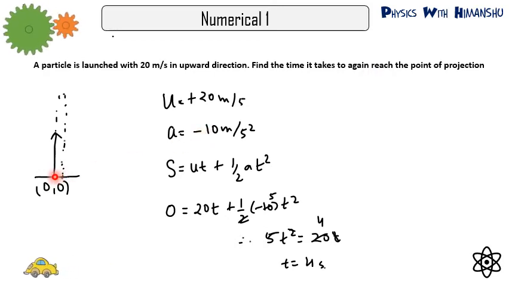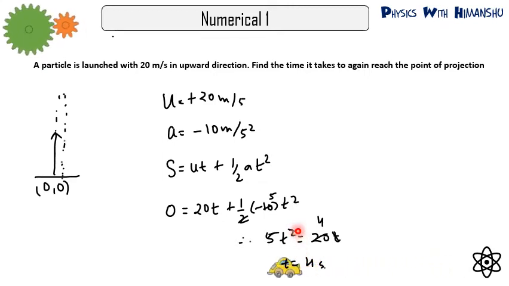It means the particle will start from this point, it will reach some height, and it will again come to the same point. So displacement will be 0 because initial and final position is the same. So s will be equal to 0, u will be 20, a will be minus 10. If you solve this equation, you will get the time to be equal to 4 seconds. So the time of travel will be 4 seconds.